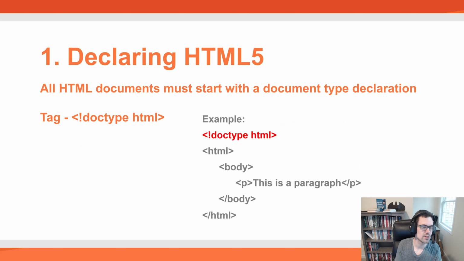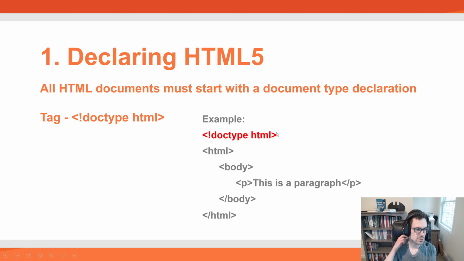So number 1, the first tag that I want to give you today is called the doctype declaration. Okay, the doctype declaration or the document type declaration. All HTML documents must start with a document type declaration, and it is seen here in red. It has an exclamation point, doctype, and a space, then html.